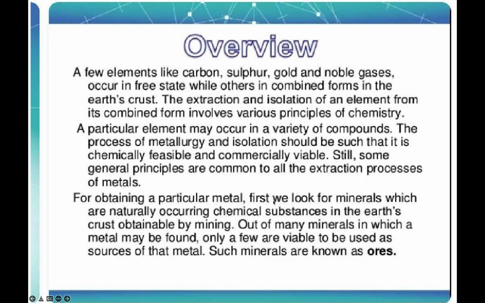For obtaining a particular metal, first you have to look for minerals which occur naturally. What are minerals? They are naturally occurring chemical substances in the Earth's crust. You can get them by mining. Out of many minerals in which a metal may be found, very few are viable to be used as sources of that metal, and we call such minerals ores. So remember what ores are, and how you choose chemically viable ones and extract a metal on the basis of the commercial side. All these things you have to remember well.